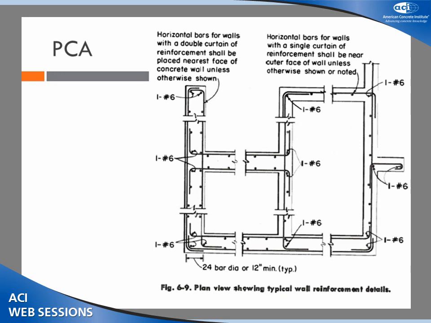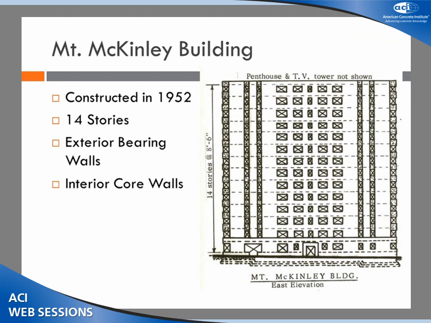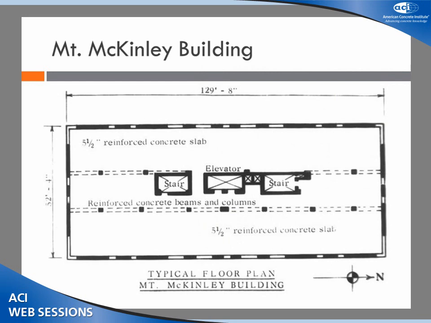Now, the 1964 Alaska earthquake actually gave some additional perspective on wall behavior. This is the Mount McKinley building. It was a 14-story bearing wall structure. It was constructed in 1952, and there were also interior core walls. So this is a little bit earlier than the PCA book, but it wasn't that different from the design approach in there. You can see from the plan that there are frames in one direction, but they're not intended to provide the lateral resistance. It really is just a bearing wall structure.